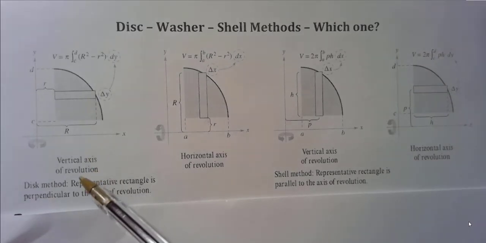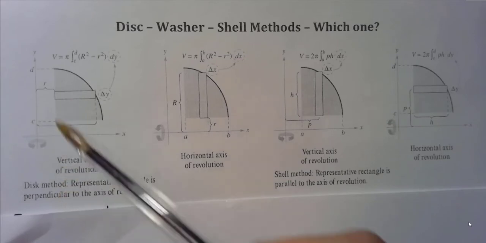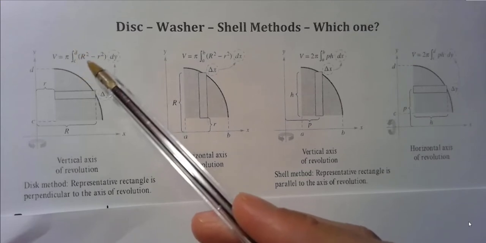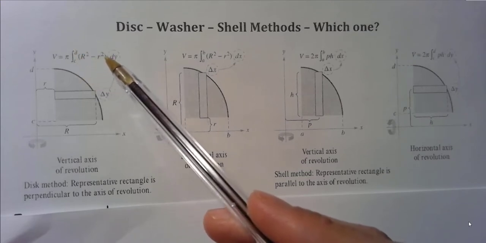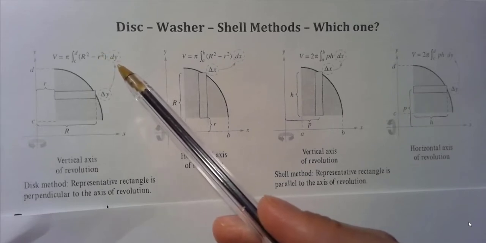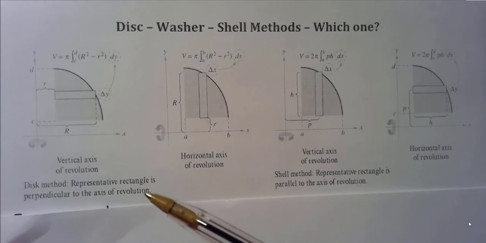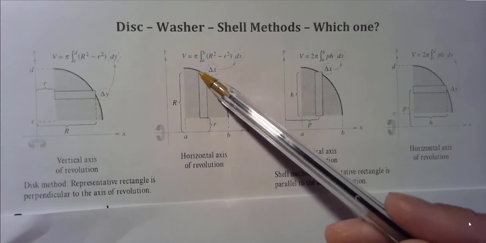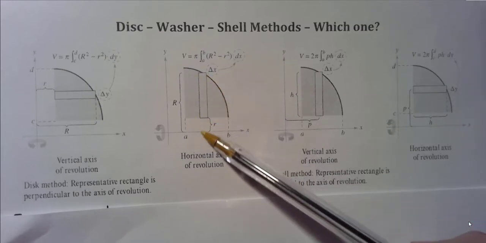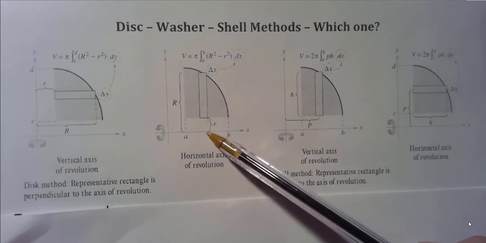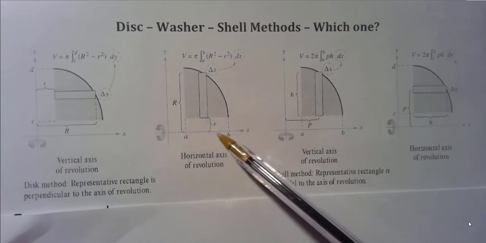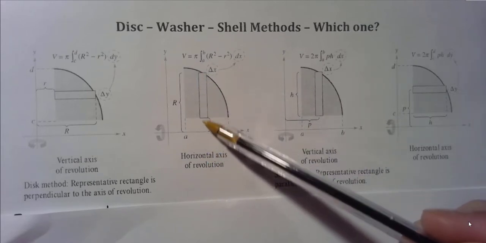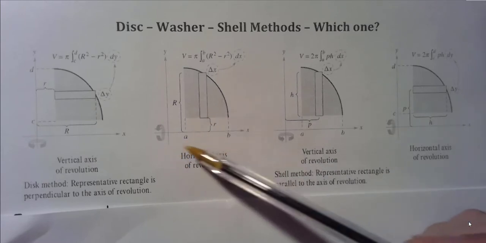When using the disk method, we have the formula pi, the integral from the lower to the upper limit, the outer radius squared minus the inner radius squared, depending on x or y. If you are using this method, make sure you place the rectangle perpendicular to the axis of revolution. In this case, the x-axis is the axis of revolution, horizontal. That's why I need to place the vertical rectangle perpendicular to the axis of revolution.